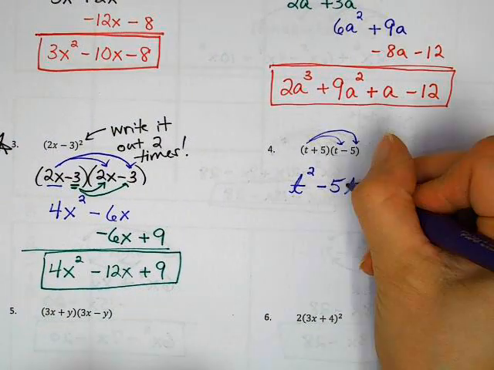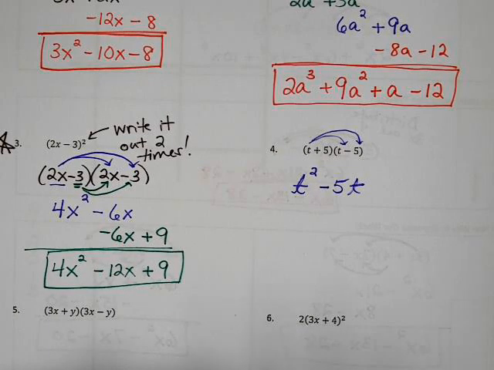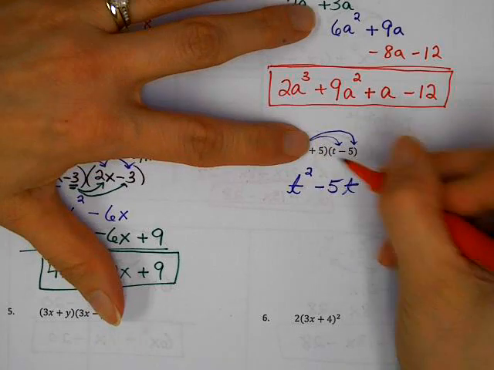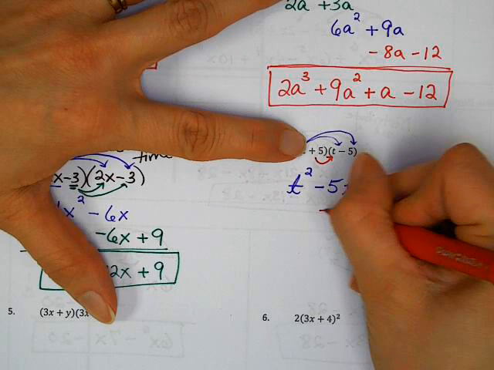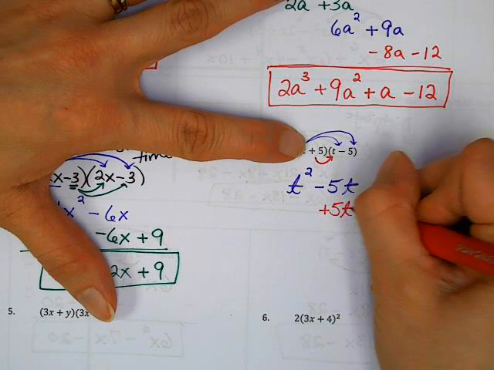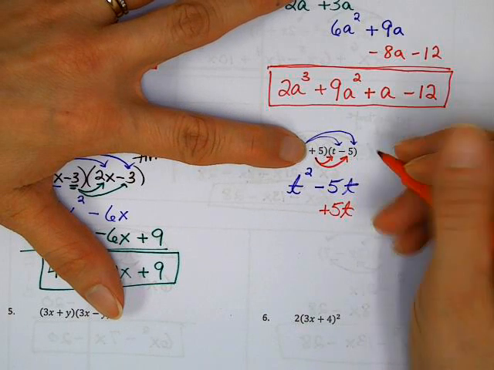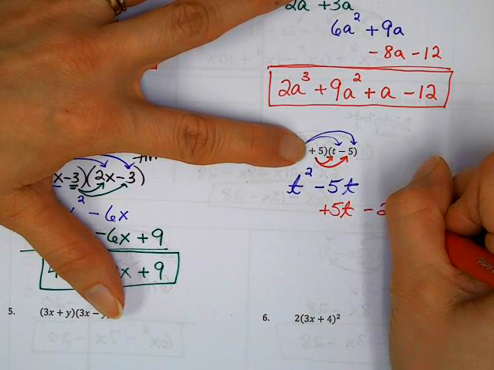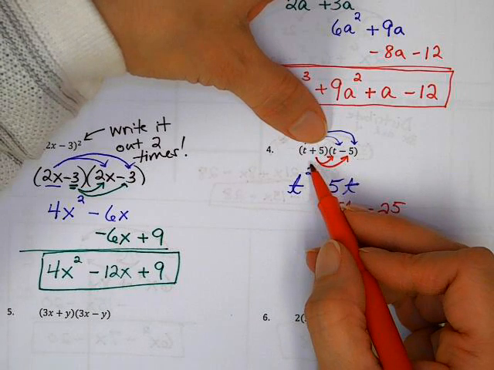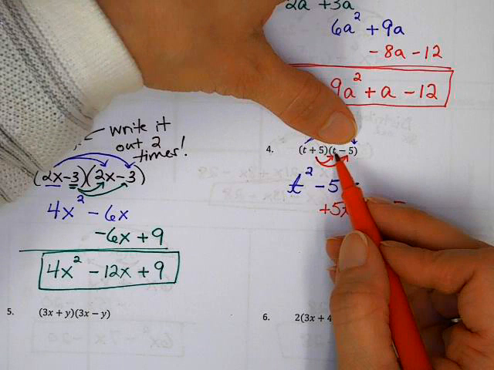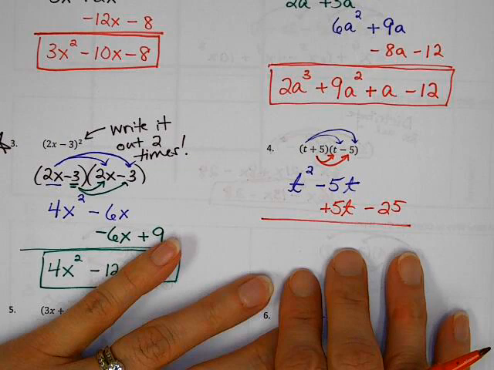Do you like my cursive t's? Some people don't. Now I'll distribute a positive 5. So 5 times t, that's plus 5t. Plus 5 times minus 5 is negative 25. So this problem looked almost the same, except he had a plus sign in the middle and he had a minus sign. And when that happens, something interesting happens.